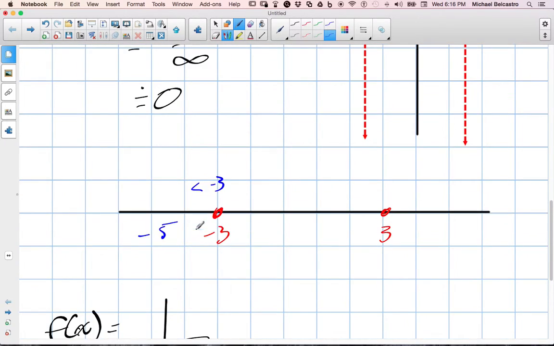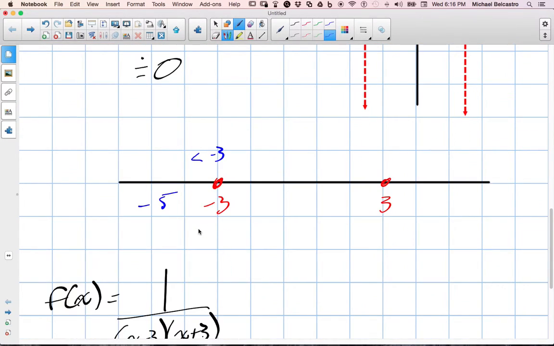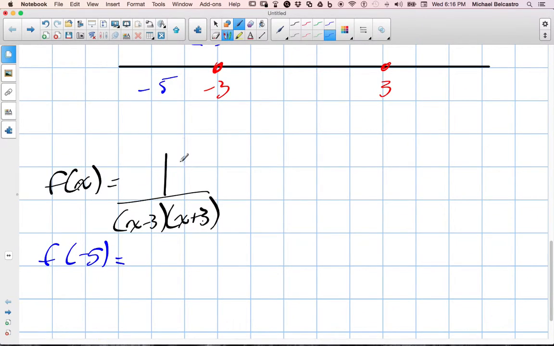Let's go back up. There we go. Sorry, it's kind of lagging here. So when I put -5 in, -5 minus 3 is going to be a negative. -5 plus 3 is going to be a negative. So that's a negative times a negative on the bottom, which makes it a positive. That means we have a positive divided by a positive.